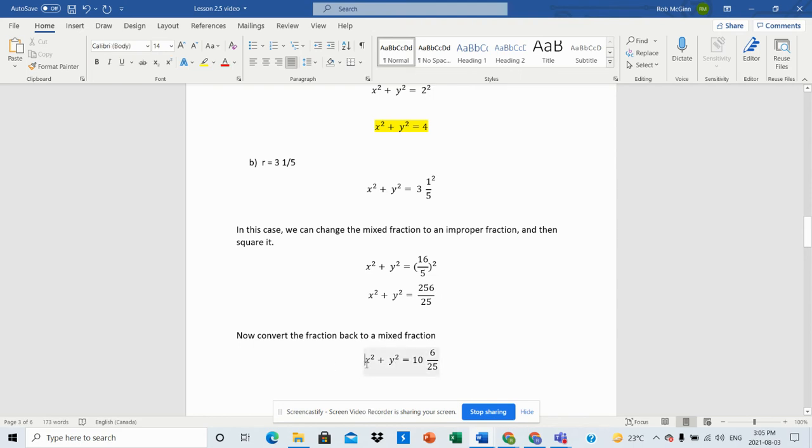And poof, x squared plus y squared equals 10 wholes. So 25 times 10 is 250, with a remainder of 6 25ths. So 10 6/25. And now we've written the equation of a circle with center at standard position and a radius of 3 1/5.